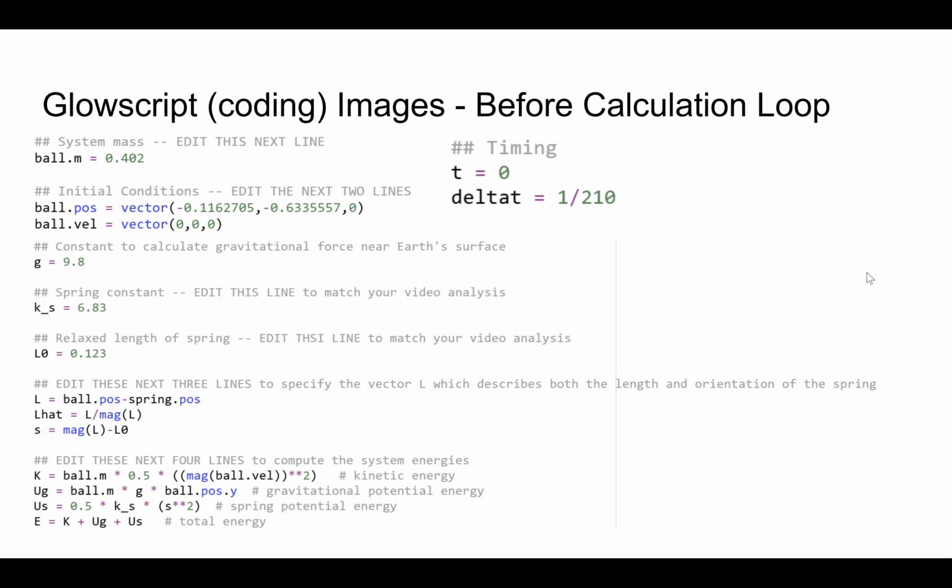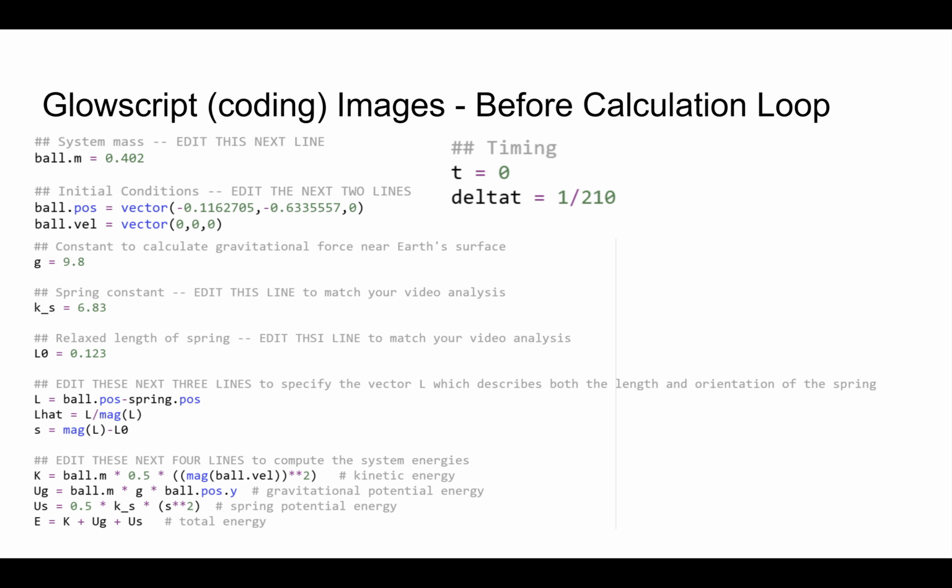Here you can see the mass of the object is 0.402. The initial condition, so you can see the initial position, is taken from the tracker data. The initial velocity is 0 because it's immediately after it was let go. Gravity constant and spring constant are gotten from the video analysis. The relaxed length of the spring is 0.123 meters. Next you can see L, the length of the spring, so the ball position minus the spring position. L hat is L as a unit vector. S is basically delta L.